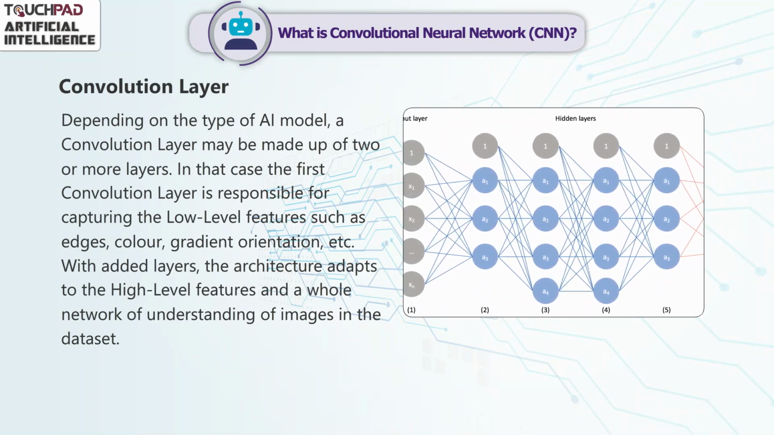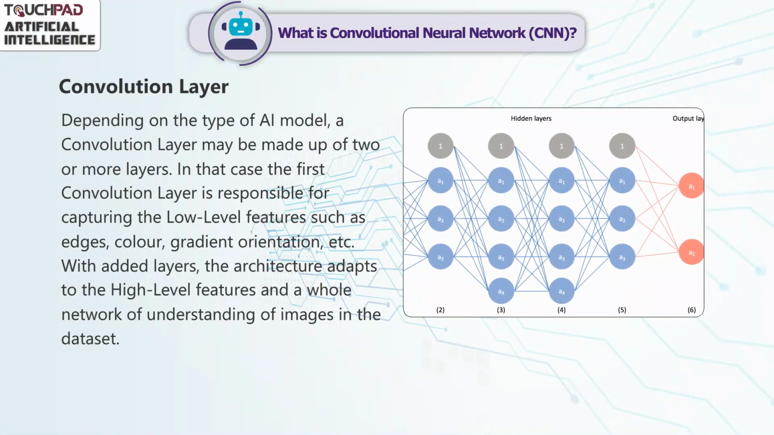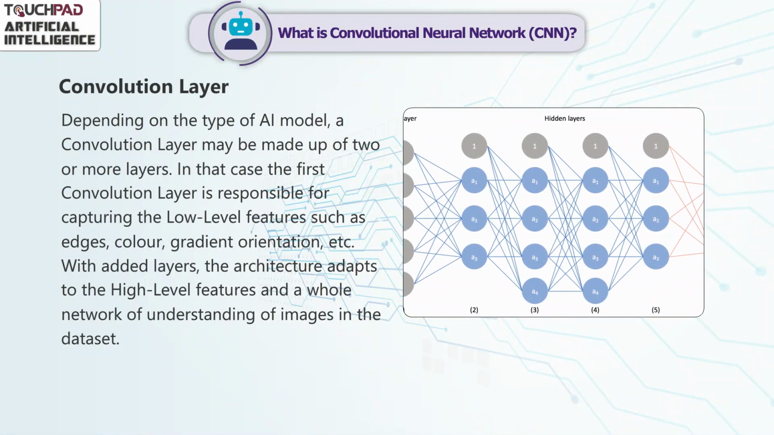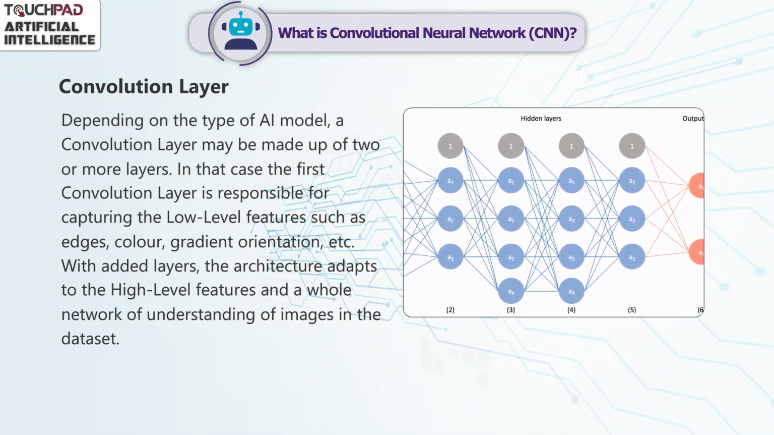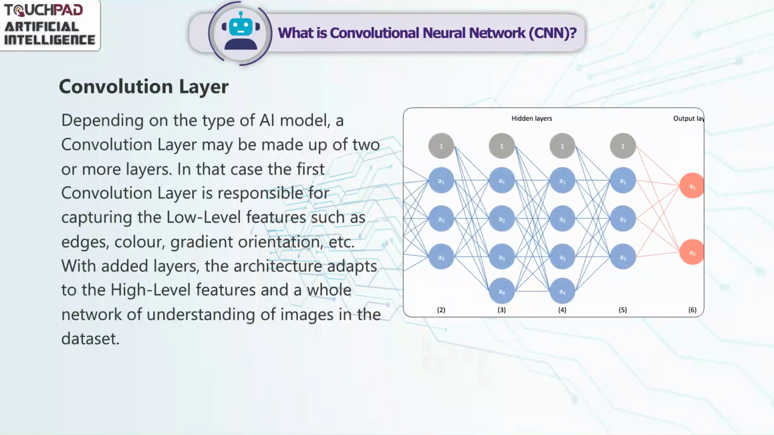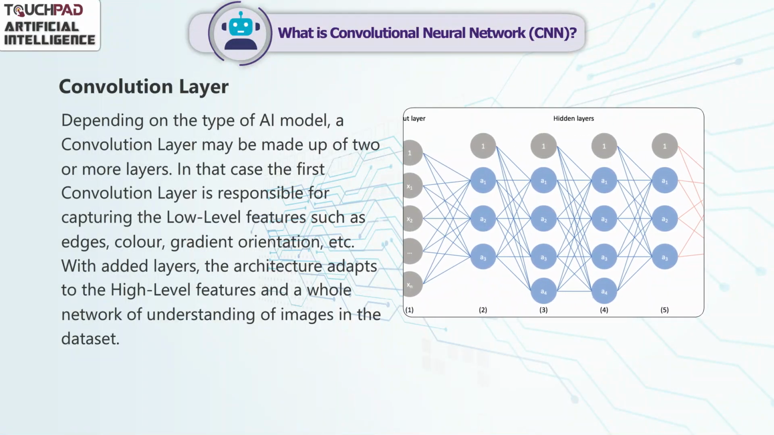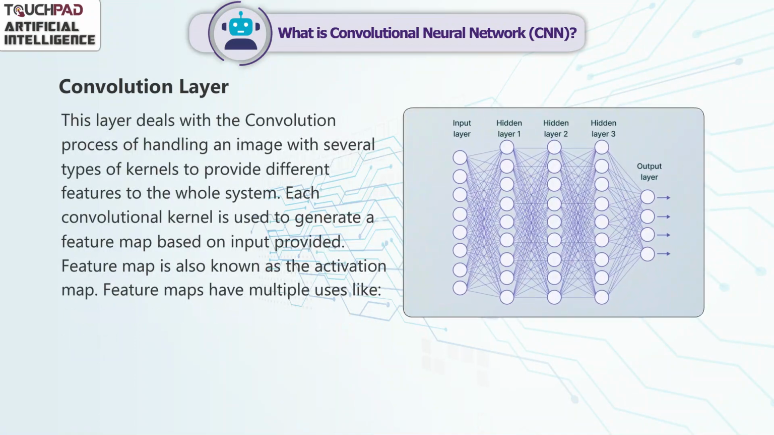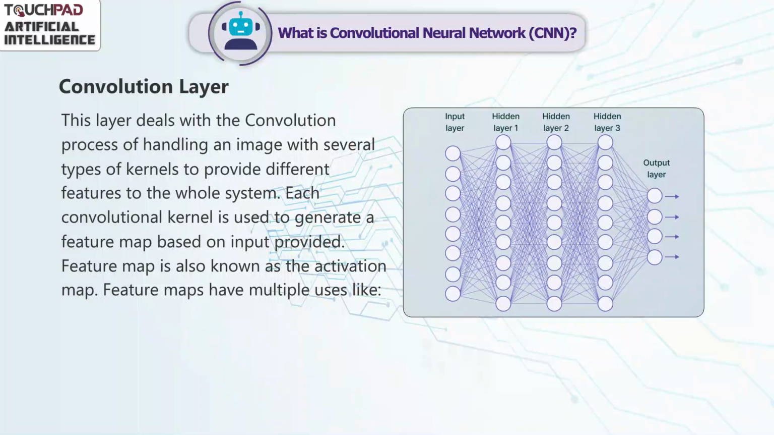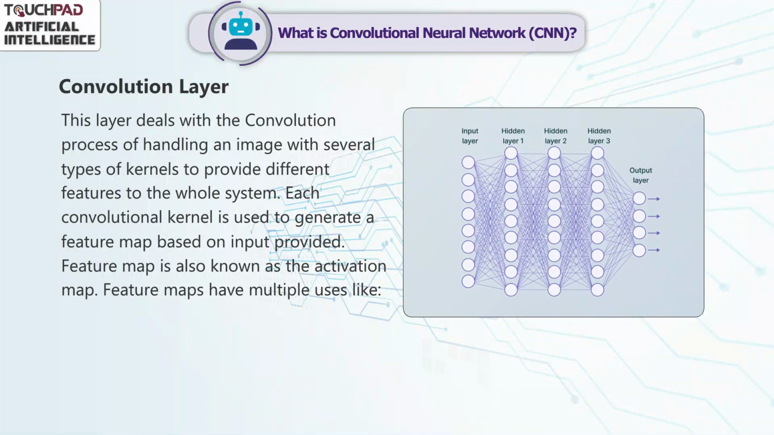Depending on the type of AI model, a convolution layer may be made up of two or more layers. In that case, the first convolution layer is responsible for capturing low-level features such as edges, color, gradient orientation, etc. With added layers, the architecture adapts to the high-level features and builds a whole network of understanding of images in the dataset. This layer deals with the convolution process of handling an image with several types of kernels to provide different features to the whole system.